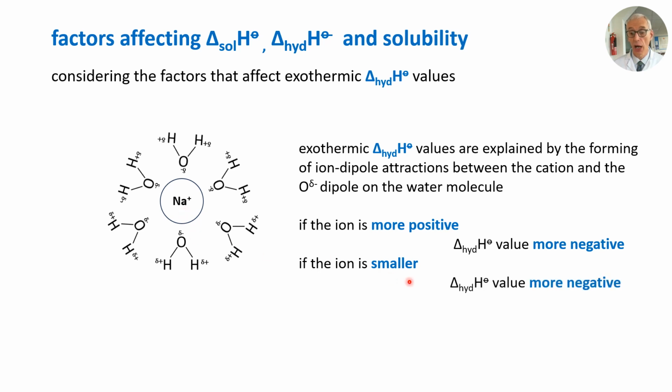Okay, so I would predict that the enthalpy of hydration value would be more negative. We can think of, with a smaller ion, the water molecules getting closer to the nucleus of the ion. So the electrostatic attractions would be stronger, and therefore the enthalpy of hydration value would be more negative.